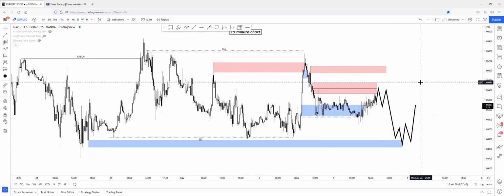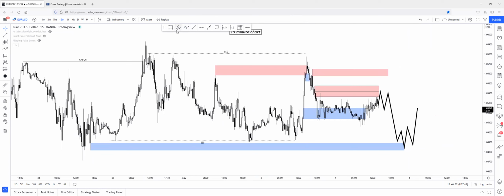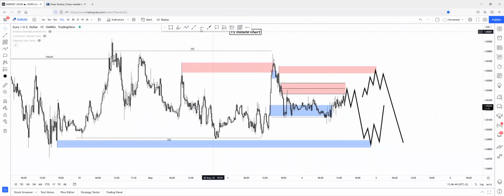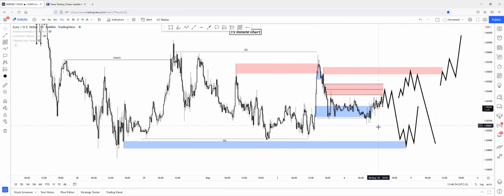So this is the first scenario, when price taps this supply zone and creates a change of character to the downside. Second scenario, when price breaks over this supply zone, sweeps more liquidity and creates a downside movement to this demand zone. And the third scenario, price breaks over this supply zone and creates a long continuation to the upside. So these are the lining up scenarios.